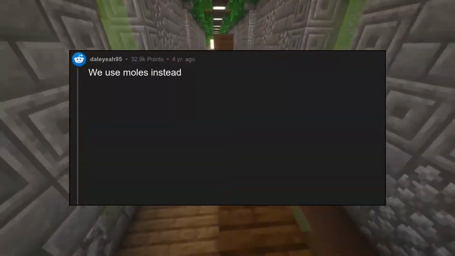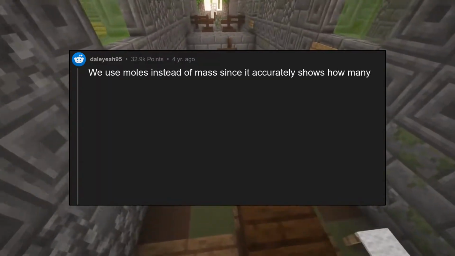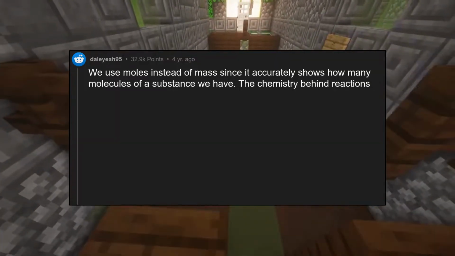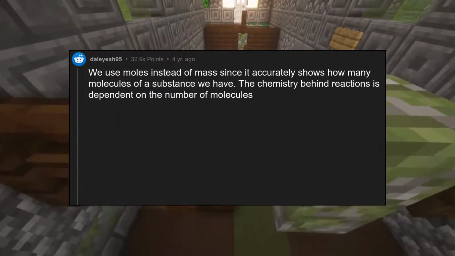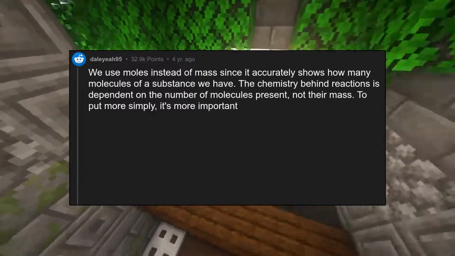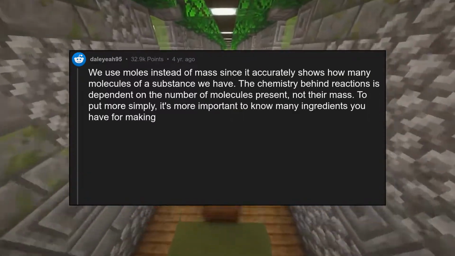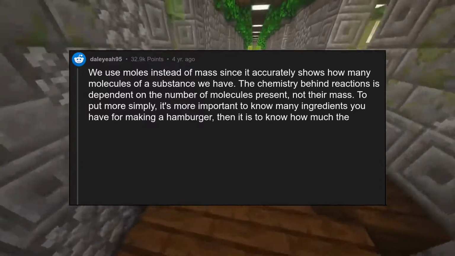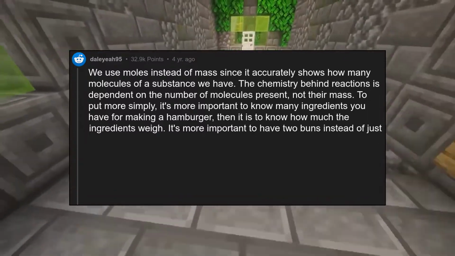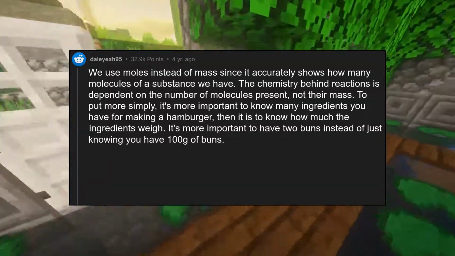We use moles instead of mass since it accurately shows how many molecules of a substance we have. The chemistry behind reactions is dependent on the number of molecules present, not their mass. To put it more simply, it's more important to know how many ingredients you have for making a hamburger than it is to know how much the ingredients weigh. It's more important to have 2 buns instead of just knowing you have 100 grams of buns.